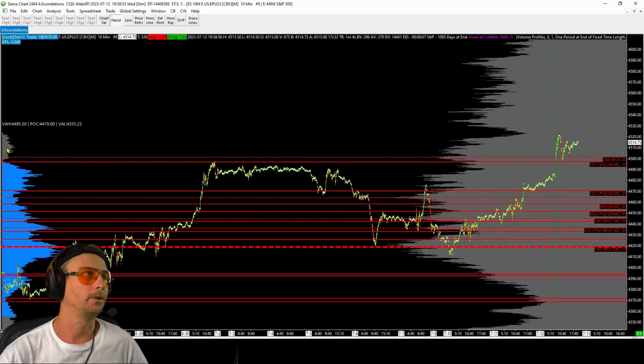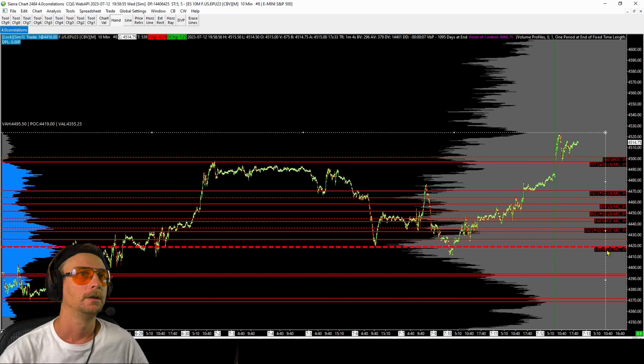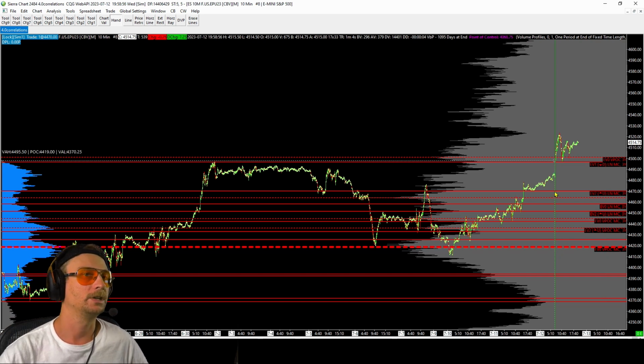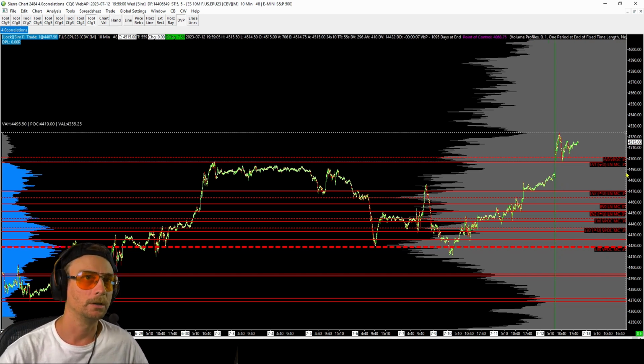And now this is what the profile currently looks like. This is what the profile looked like before today. This is what it looks like after today.